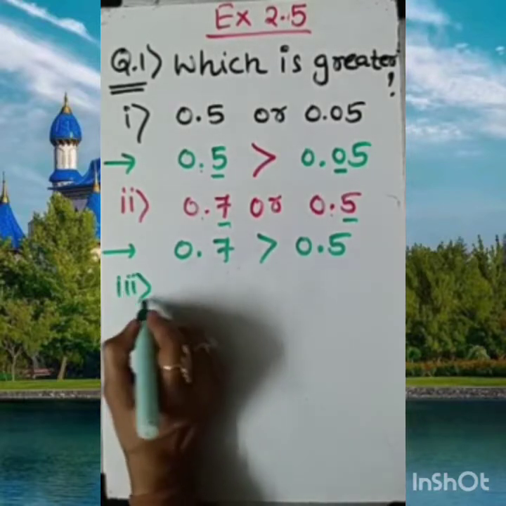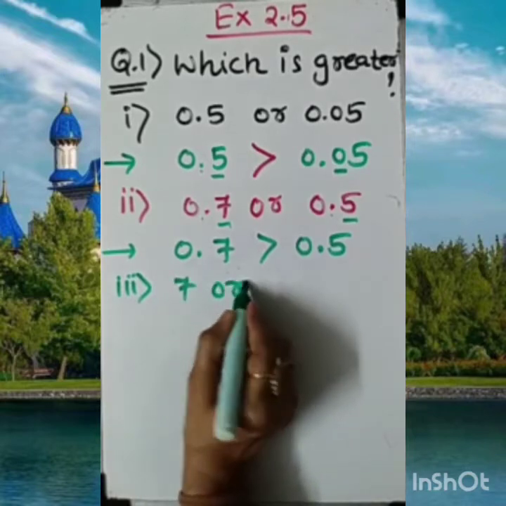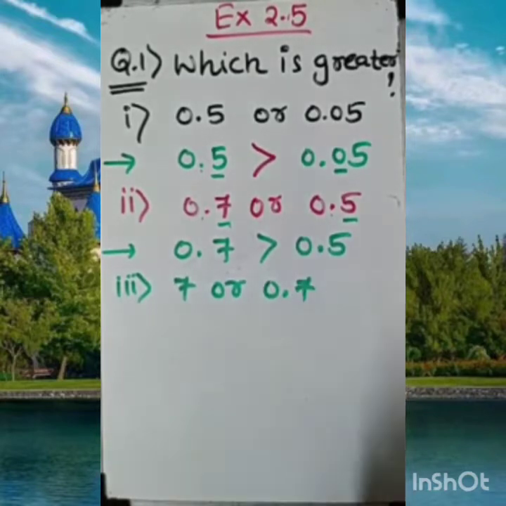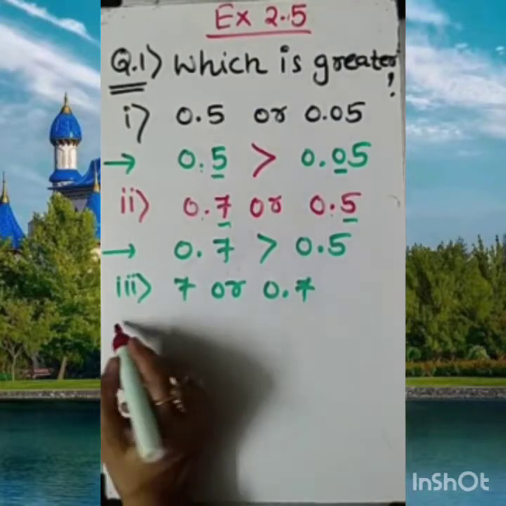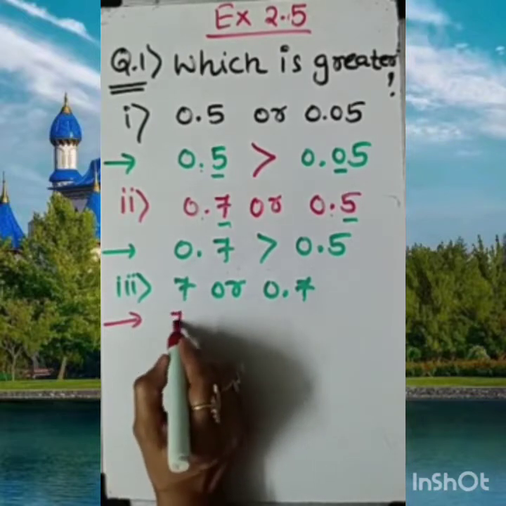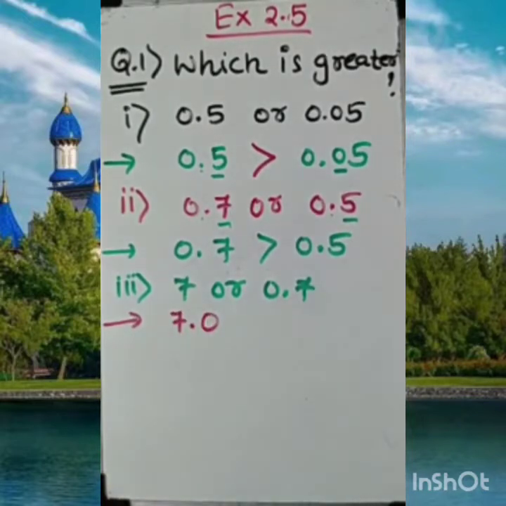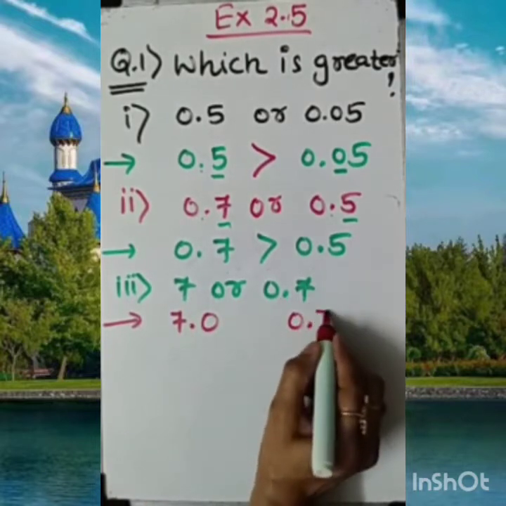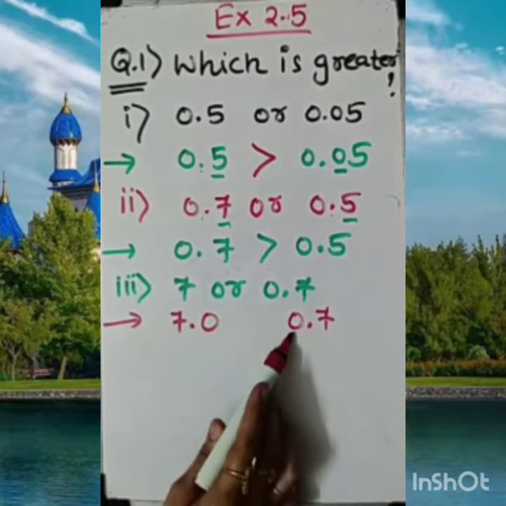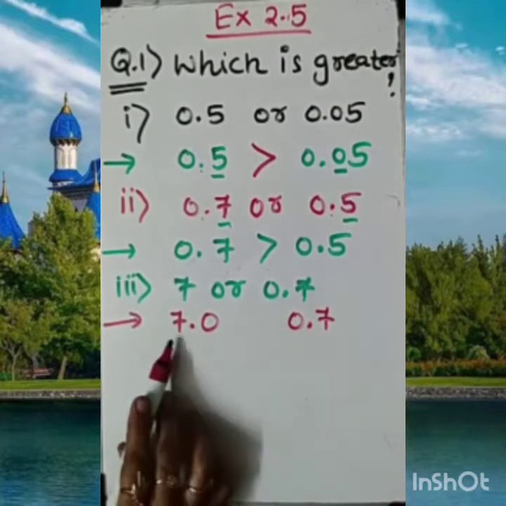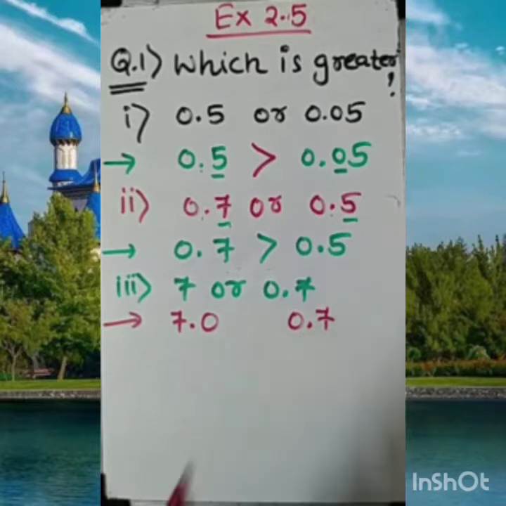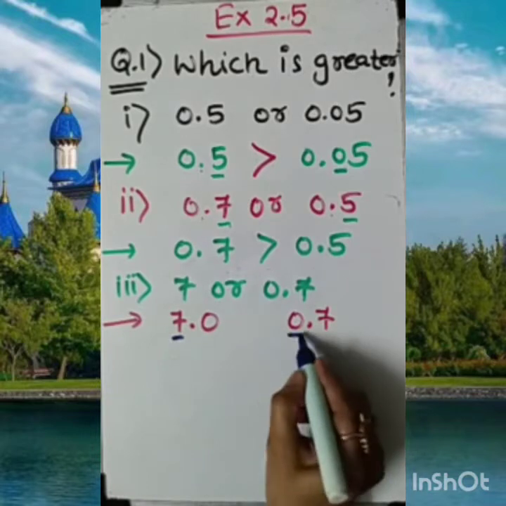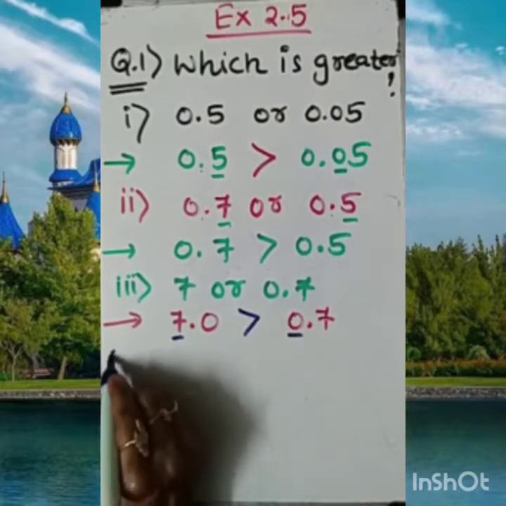Let's try to understand the third. 7 or 0.7 we are given here. Dear student, can I write this 7 as a full decimal, that is 7.0? We can write 7 as 7.0 and this side it is 0.7. So in the integer part, it has 7 here and it has 0. So always remember 7 is bigger than 0. So this one is bigger than this.